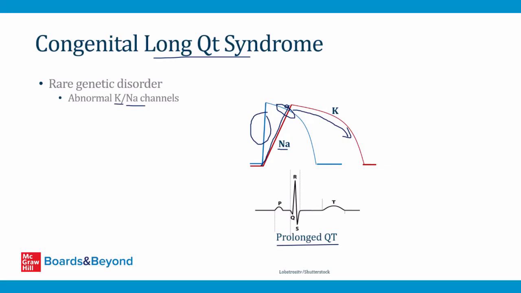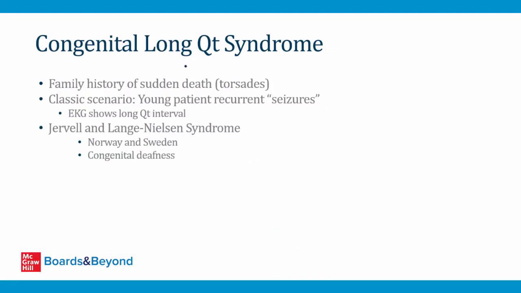Because remember, the QT interval represents the time for myocytes to depolarize beginning here and repolarizing at the end of the T wave. If they describe a patient with the congenital long QT syndrome on your board exams, they'll probably say that the patient has a family history of sudden death, and that's because other family members have the long QT syndrome and some have developed torsades.